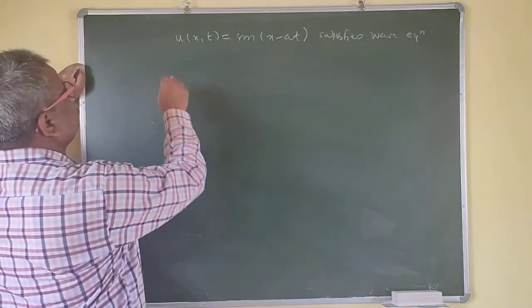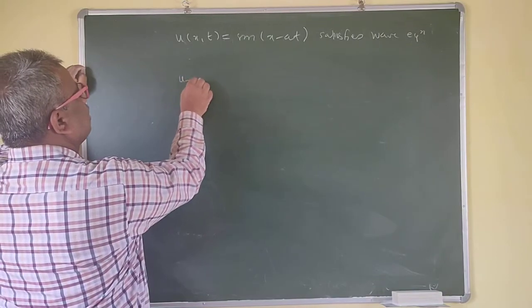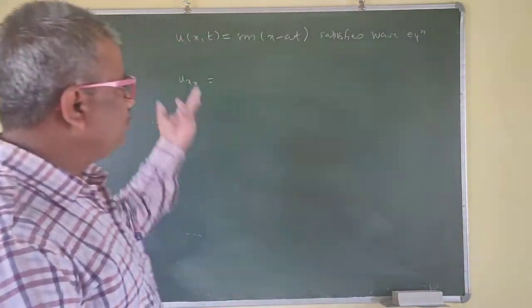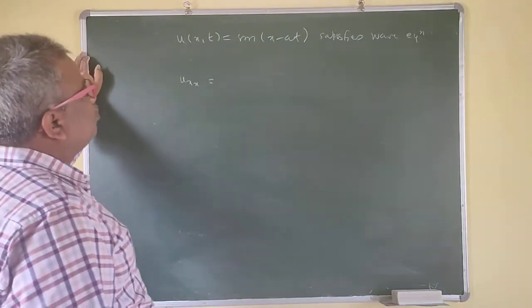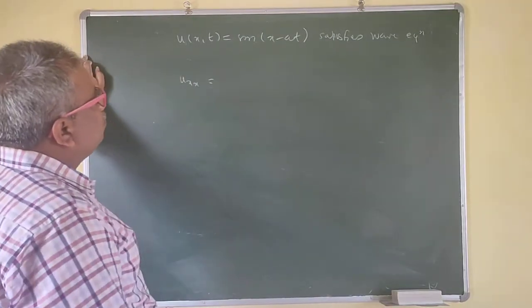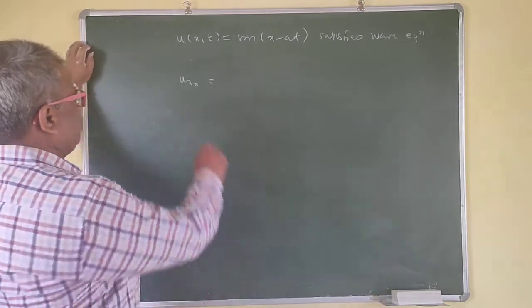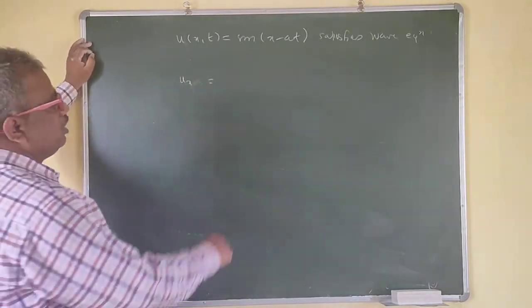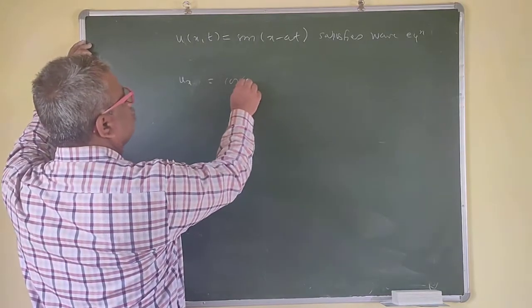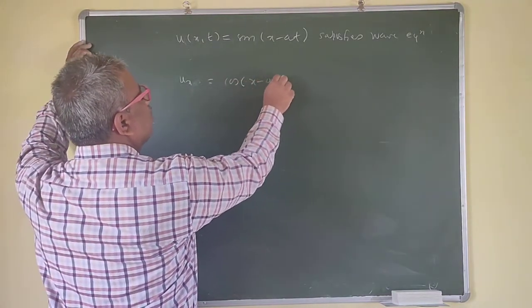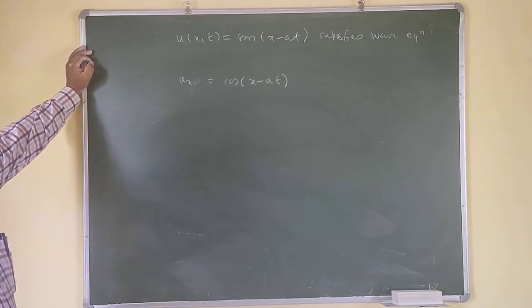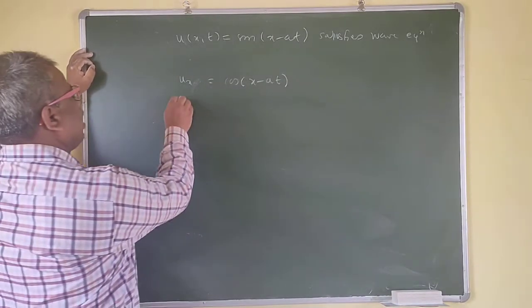Okay, solution. We'll find first u_xx. Just find u_xx and u_tt, right? If you equate that, you will get the wave equation. So first we will find u_x. Differentiate partially with respect to x. Derivative of sine is cos of something into derivative of something, right? So derivative of x minus at with respect to x is 1.